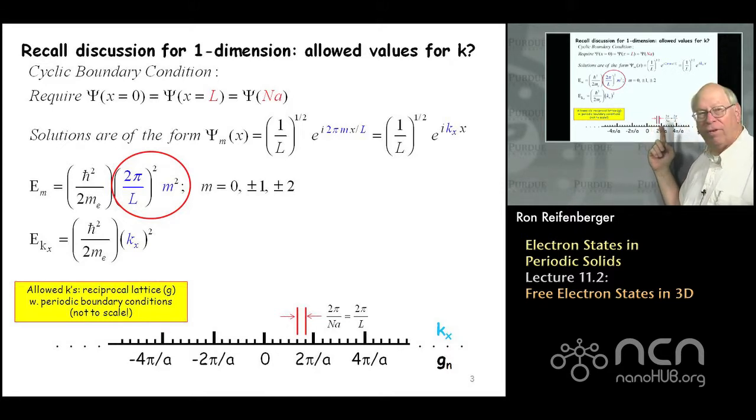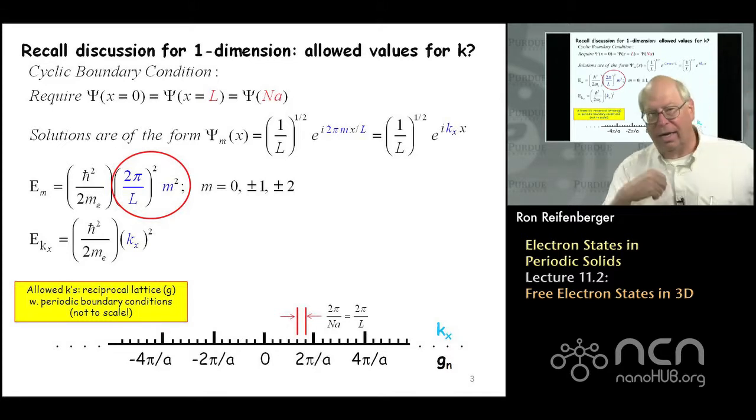And then every so often, one of these allowed k sub x's, which are due to the cyclic boundary conditions that we impose, happens to coincide with the reciprocal lattice vector g sub n, right? And g sub n is defined as 2 pi over a, 4 pi over a, and so on. So something special is going to happen when the fine-grained structure matches up precisely with one of these reciprocal lattice vectors. And that's an issue that'll be resolved at the end of the week.